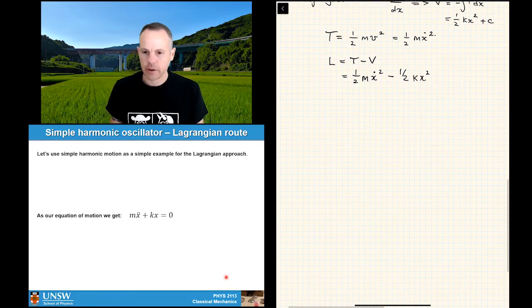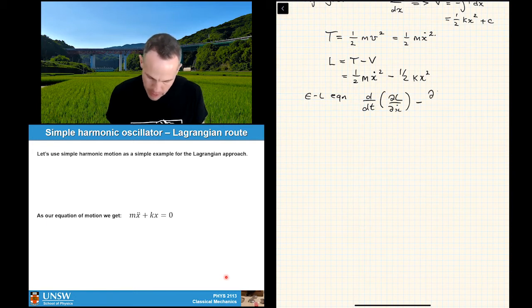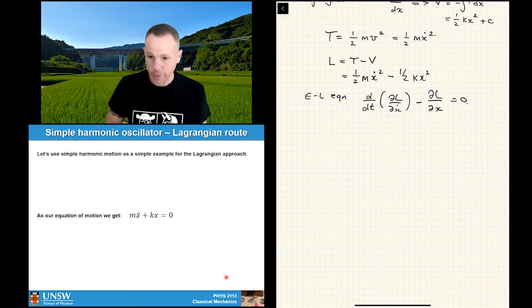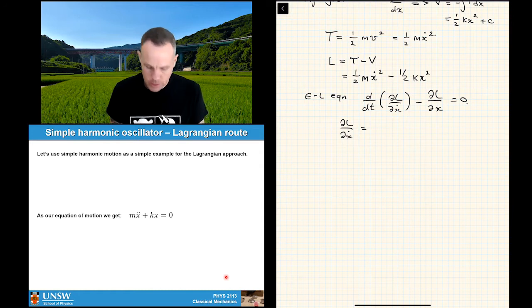The next step in here is we would write the Euler-Lagrange equations, right? And so what we would have is d/dt of ∂L/∂x dot minus ∂L/∂x is equal to 0. And so we need to get these two derivatives, right? So ∂L/∂x dot is going to be the 2 will cancel the half, and so we end up with mx dot, and of course the x terms don't count there.